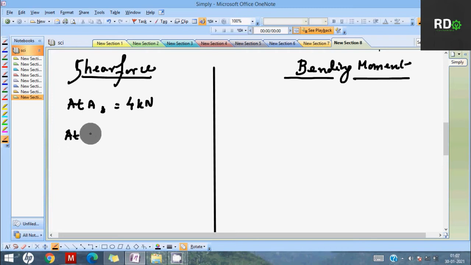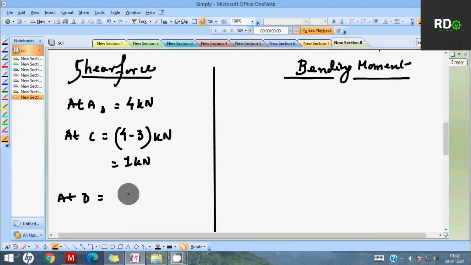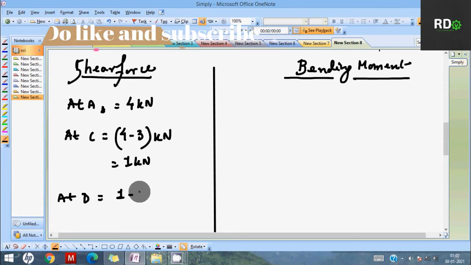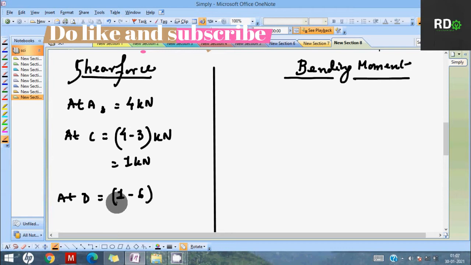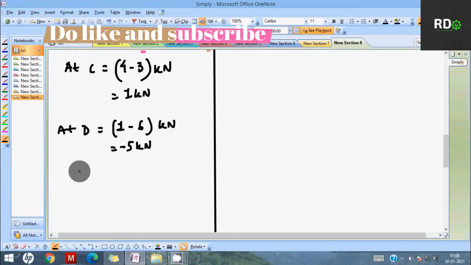And at C, you can see there is a 3 kilonewton force going downward. So upward minus downward, 4 minus 3 kilonewton, is equal to 1 kilonewton. Again at point D, how much are you left with? First it was 4, then it becomes 1. There is another downward force of 6 kilonewton. You are left with 1 kilonewton minus 6 kilonewton, which is minus 5 kilonewton. So at D it is minus 5 kilonewton.